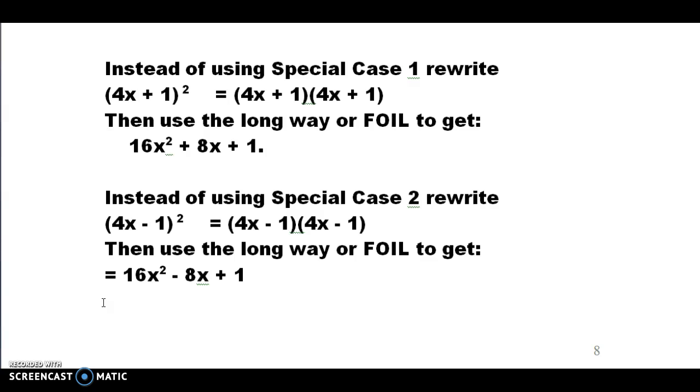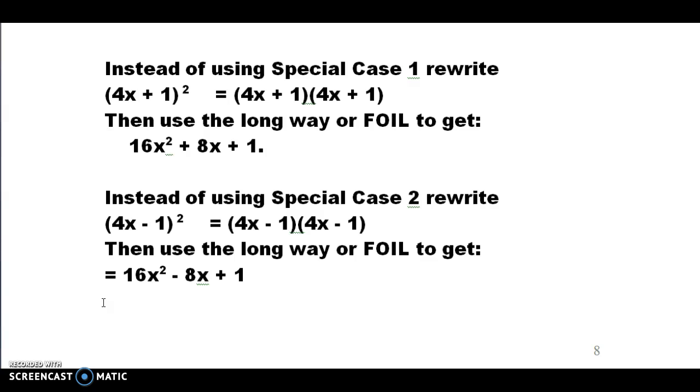The special case 2, instead of having it the quantity of 4x minus 1 squared, would be simply the quantity of 4x minus 1 times 4x minus 1. Using the long multiplication or FOIL would give us 16x to the second minus 8x plus 1. You have some examples on your homework and some examples on the practice test that I've given you that will show them with a quantity to the second power. This is how I recommend working those problems.